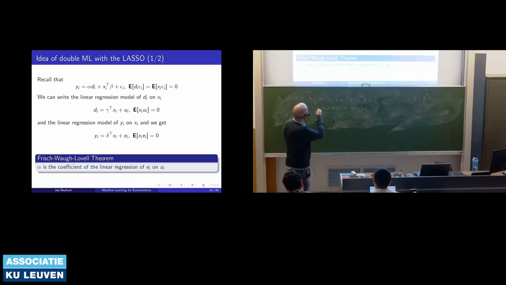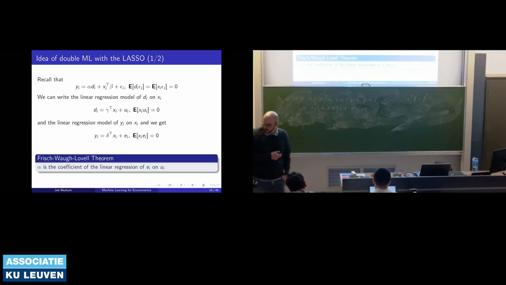In a sense, here in this regression, the interpretation of alpha is that the effect of di on the part of y not linearly explained by x. And what the Frisch-Waugh-Lovell theorem tells you is that alpha is also the effect of ui, that is the part of d not linearly explained by x, on ei, which is the part of y not linearly explained by x. So that's really just a geometric result, actually.